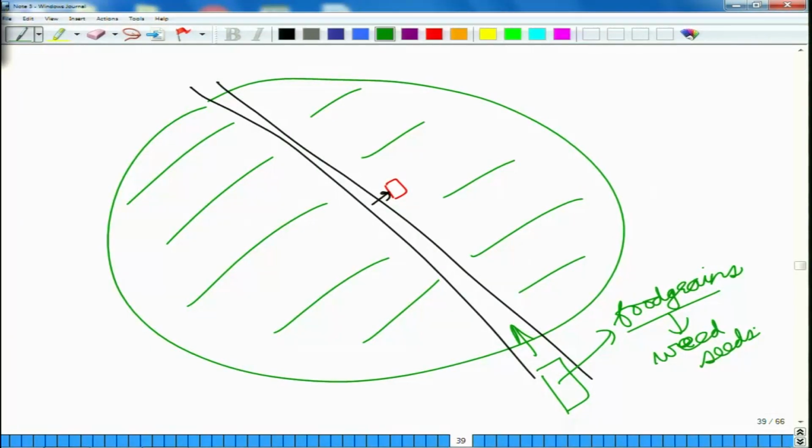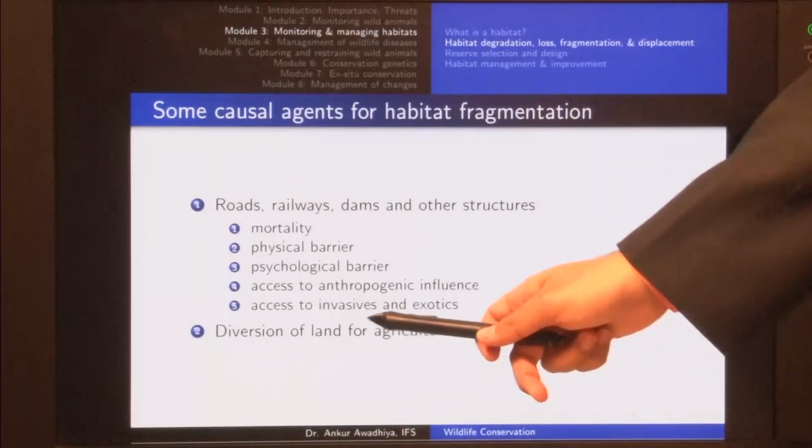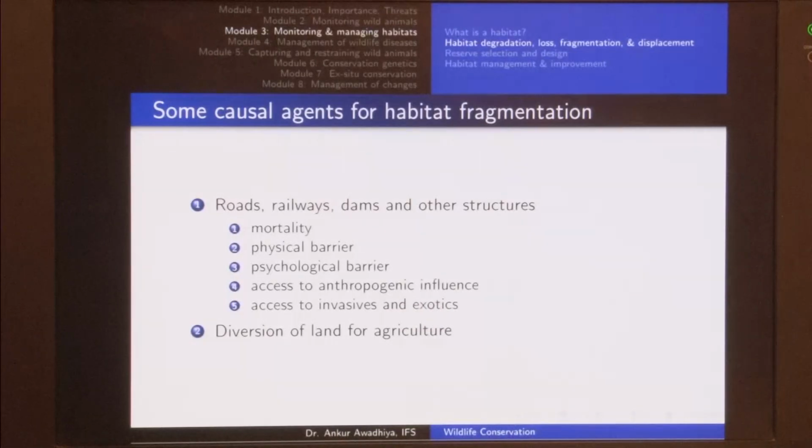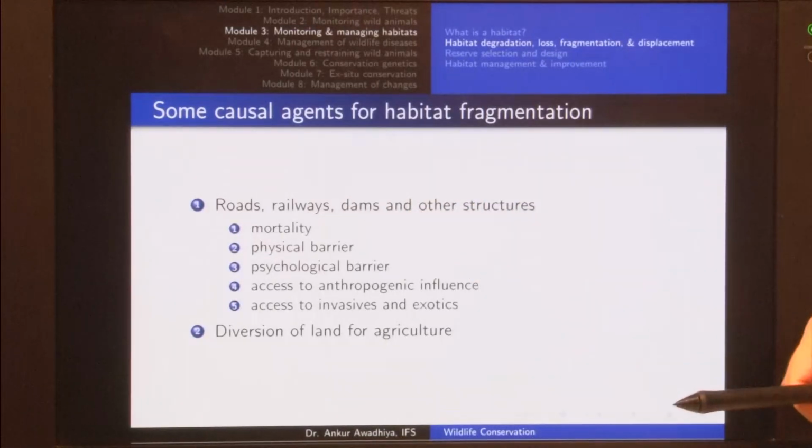Now, if these seeds get into the forest, because they are able to outcompete the native species, they become invasive species and exotic species in the natural ecosystem. So, this is another way in which the roads and railways act as agents for habitat fragmentation. Similarly, things like dams. If there is a big dam somewhere, the animal would not be able to cross it just because of the sheer size of water that is present there.